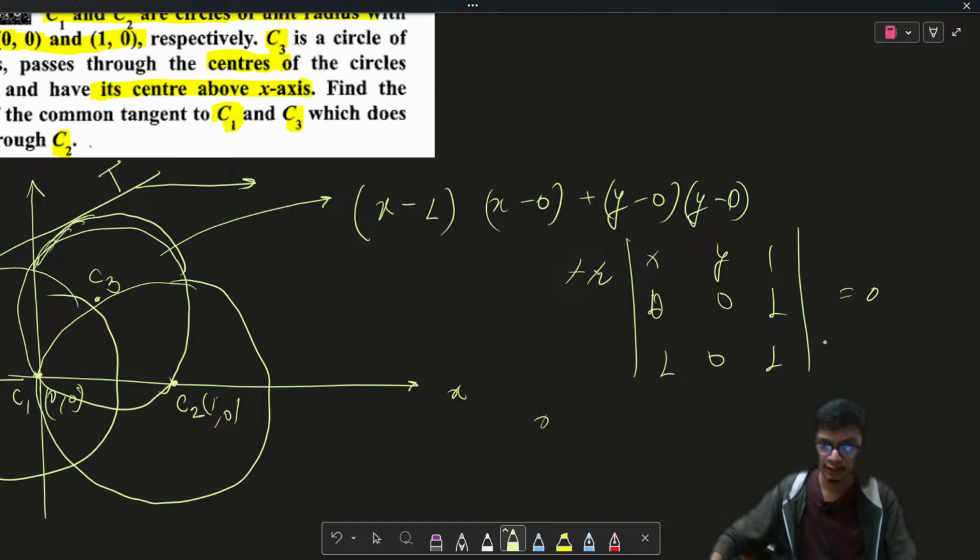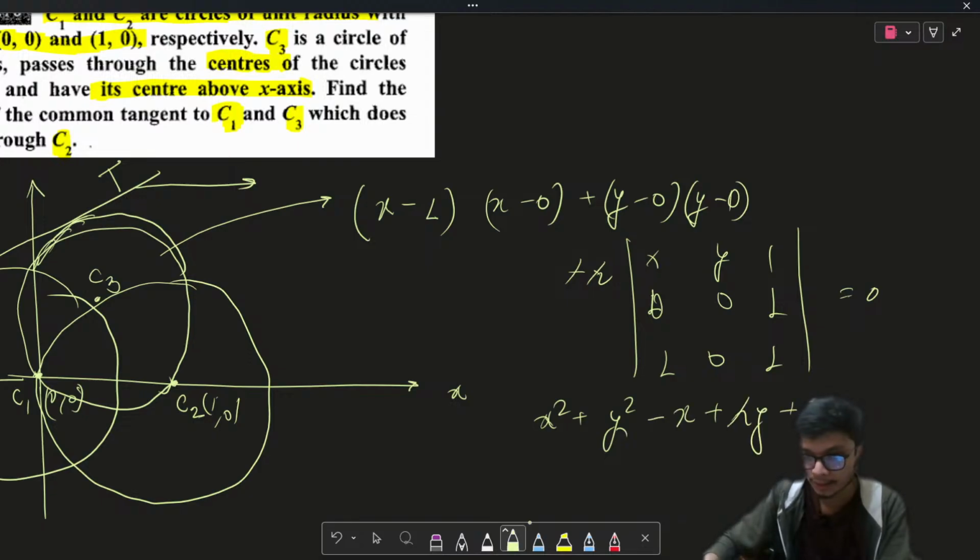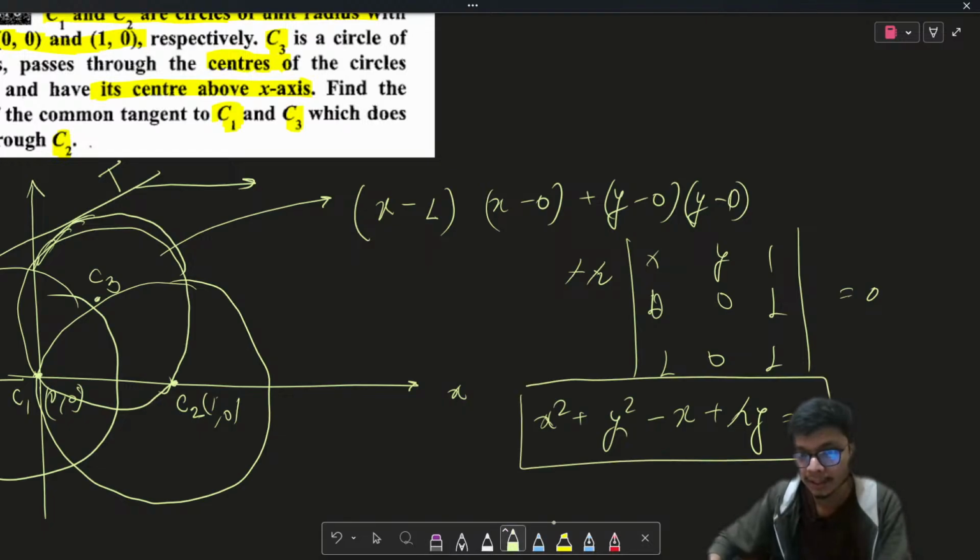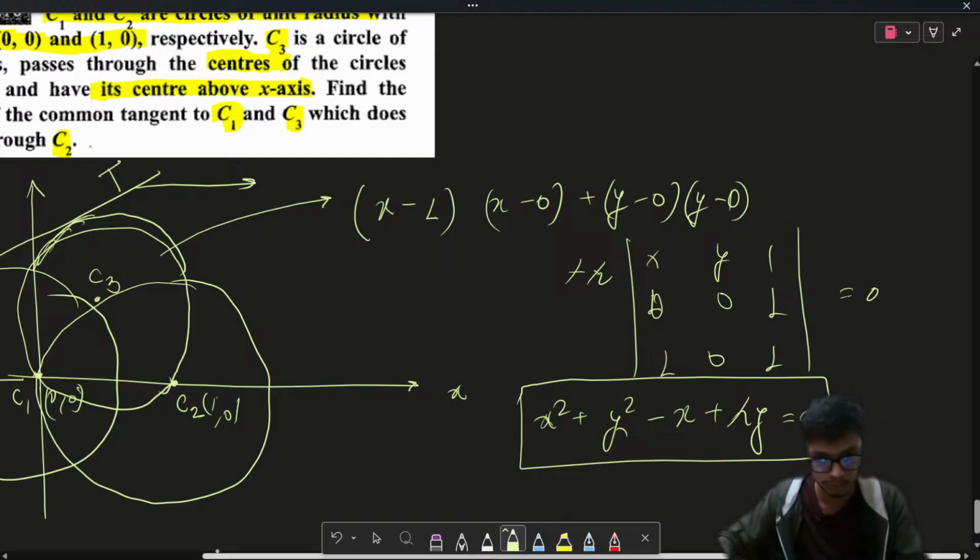and that should be equal to 0, right? So from here we'll obtain the equation of this circle, or the family of circles, in some parameter like this: x squared plus y squared minus x plus lambda times y should be equal to 0, right? So this will be the equation of the family of any such circle which is passing through C1 and C2, right?